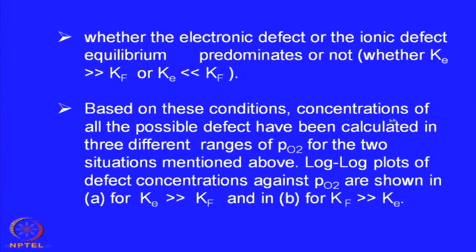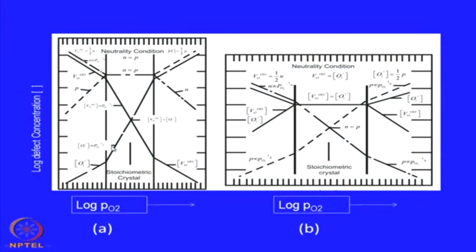Based on these conditions, concentrations of all the possible defects have been calculated in 3 different ranges of PO2 for the 2 situations mentioned above. Log plots of defect concentrations against PO2 are shown in diagram A for Ke greater than Kf, and in B for Kf greater than Ke. Now, this may not be very clear just now, but when we go to the diagram it will be quite clear what exactly we mean.